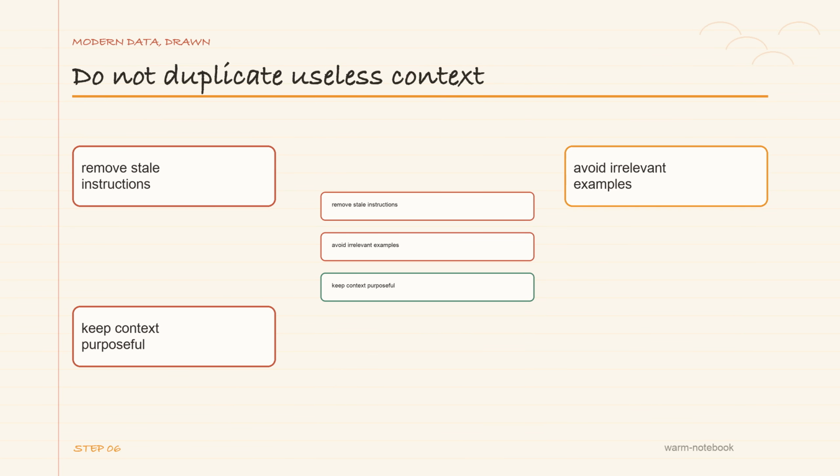Caching does not make irrelevant context helpful. Large repeated prompts can still confuse the model and increase uncached work. Keep instructions clear and include only context the task needs.